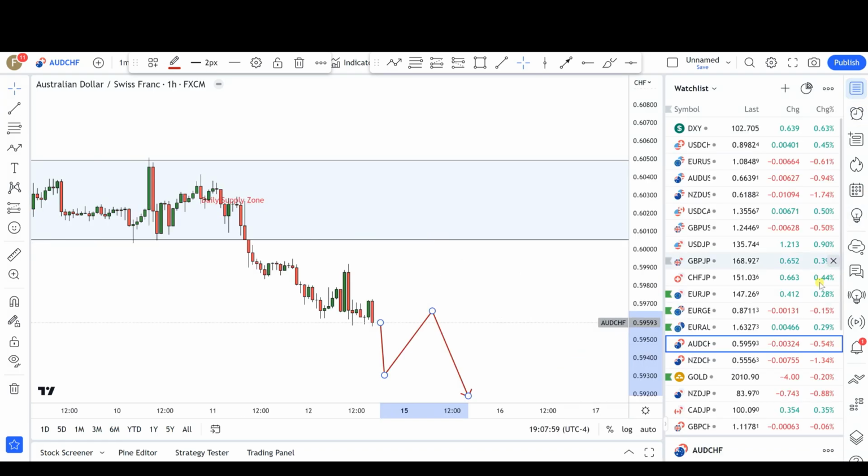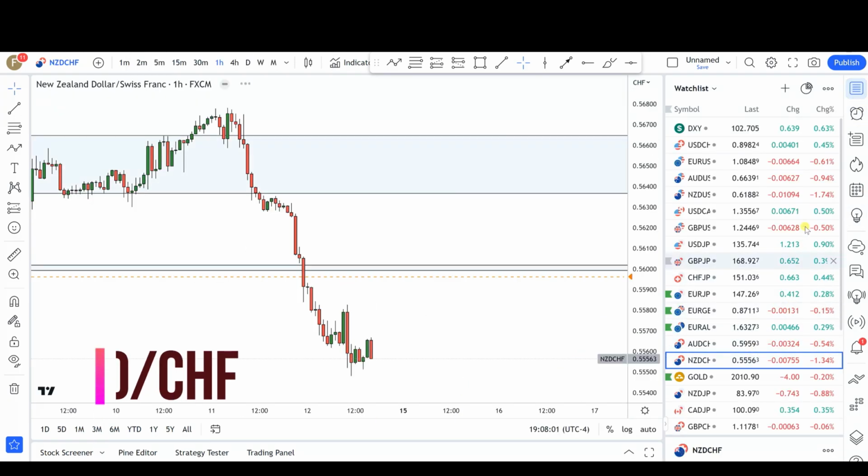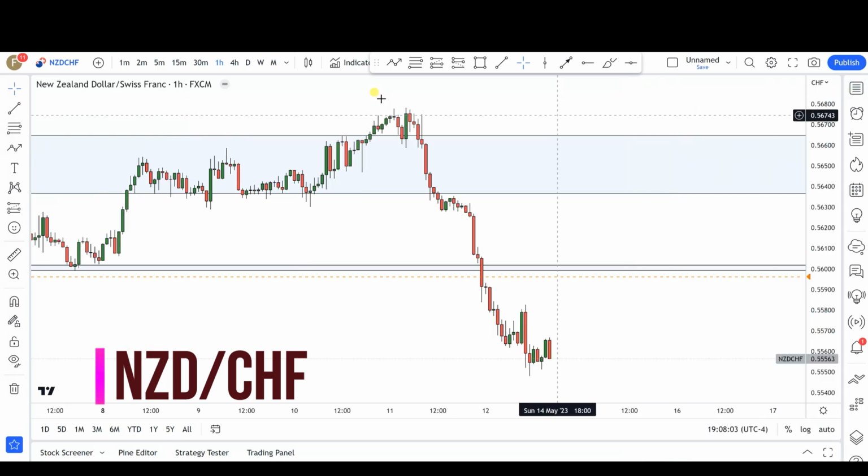Next up is going to be New Zealand dollar Swiss francs. Now for New Zealand dollar Swiss francs, what do we have here?